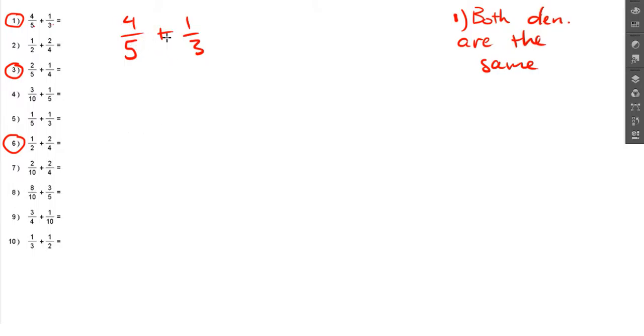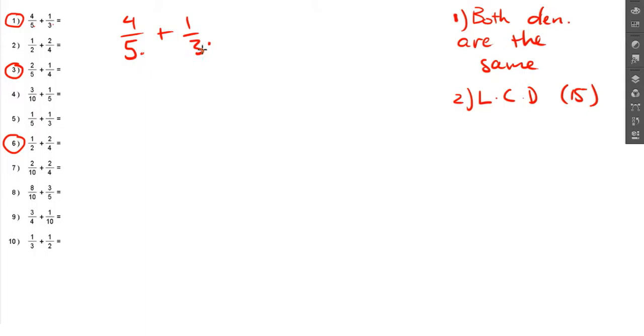So 4/5 plus 1/3. If denominators have to be the same, we have to find the lowest common denominator. That means we have to find a number that both these numbers fit into, but the lowest number that both these numbers fit into. The number that comes to mind is 15 in this case, so I'm going to write 15 here, because I know 5 goes into 15 and 3 goes into 15, and it's the lowest number that both go into. Hopefully that makes sense.